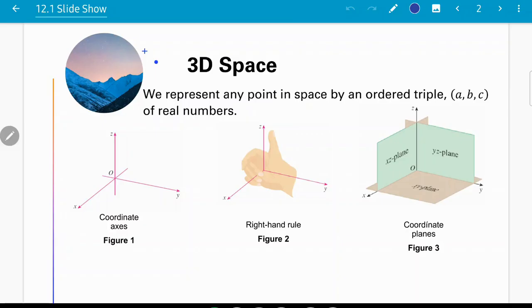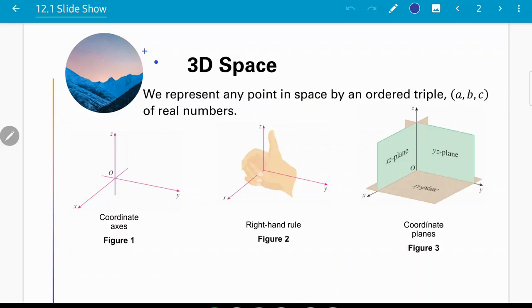To locate a point in space, we need three numbers. We can represent any point in space as an ordered triple a, b, c of real numbers. In order to represent the point in space, we first choose a fixed point, the origin, and then three directed lines through the origin that are perpendicular to each other, called the coordinate axes, and we label them the x-axis, the y-axis, and the z-axis. Typically, we think of the x and y axes as being horizontal and the z-axis as being vertical, and we draw the orientation of the axes as shown in Figure 1.